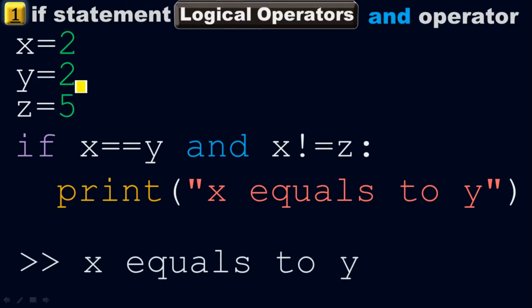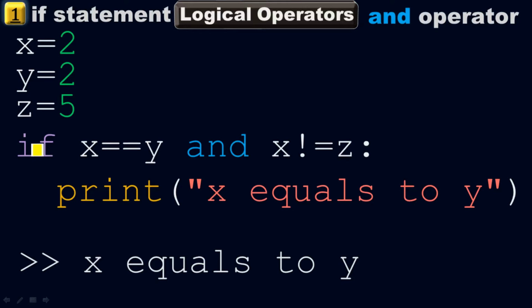Look, I have three variables, x, y, and z. x equals 2, y equals 2, and z equals 5. If x equals y and x is not equal to z, then print x equals y. Look, we have used the AND operator here. This is the AND operator.